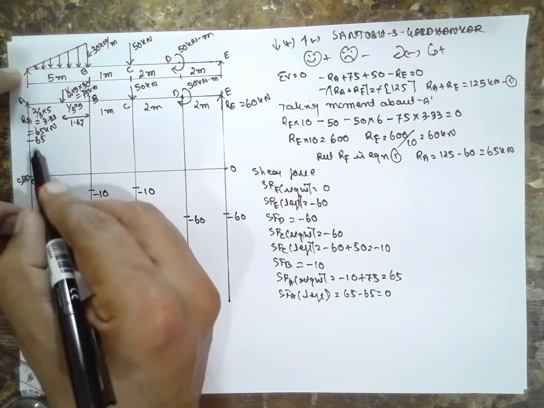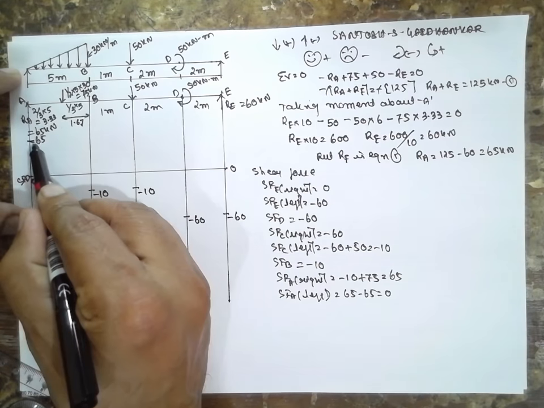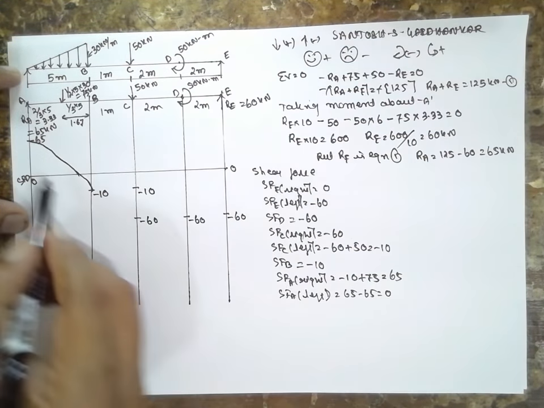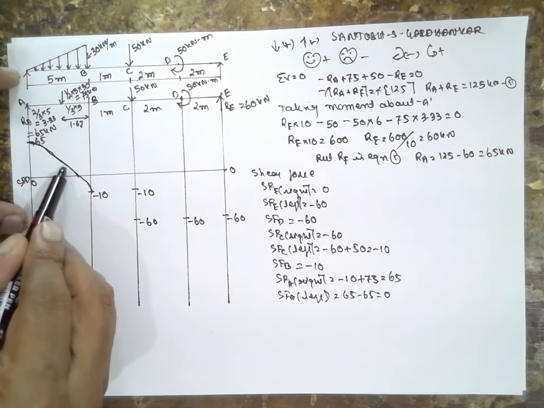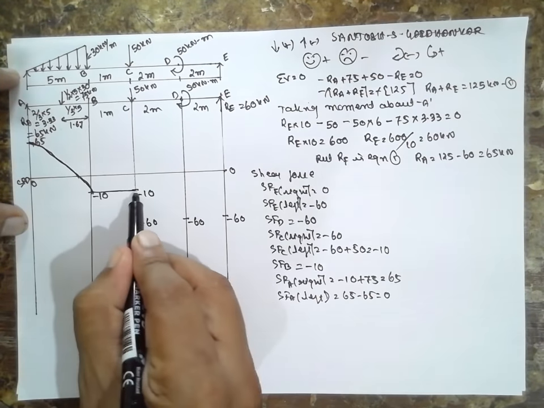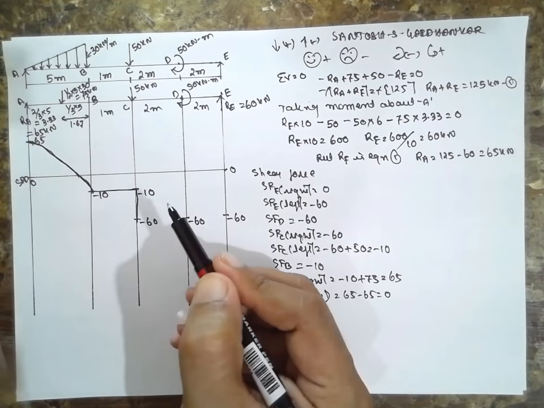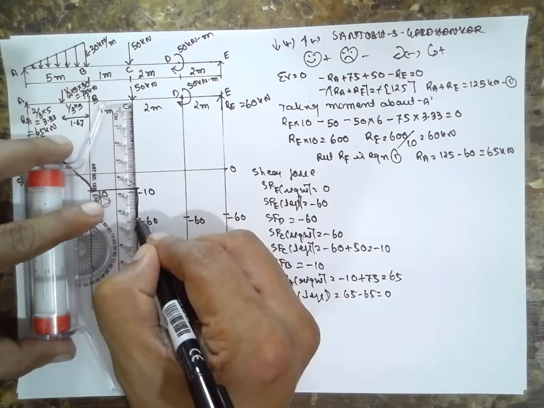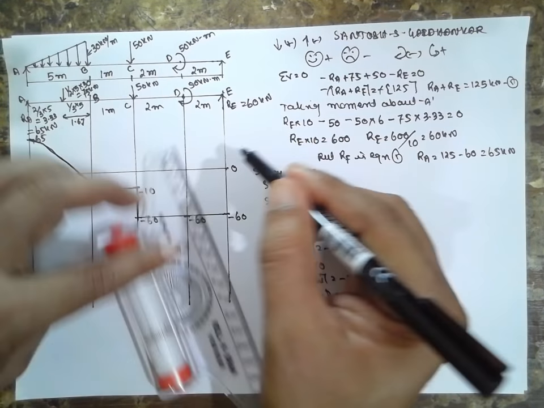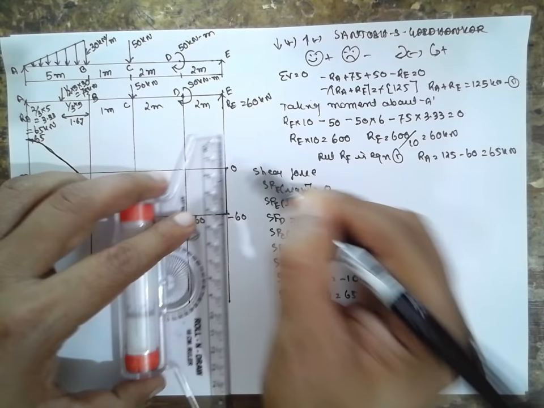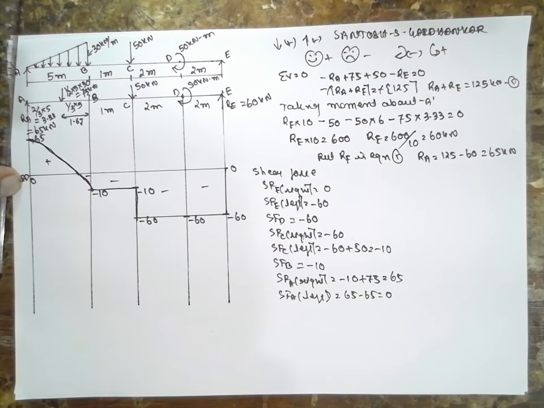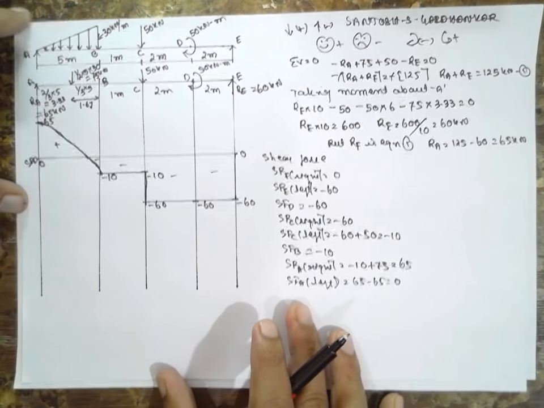Now because of UDL, there is a parabola. You have to write parabola here. There is no load, straight line. Again, there is no load, straight line. Negative, positive. Now find out the bending moment.